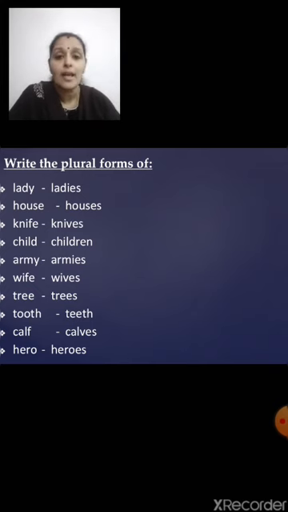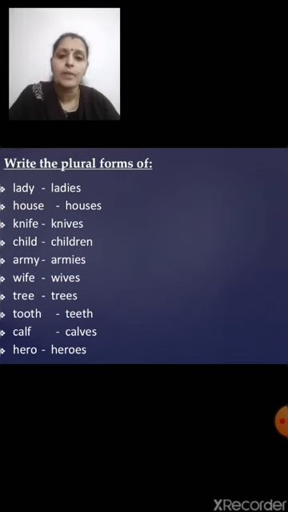L-A-D-I-E-S, ladies. Next one, H-O-U-S-E, house. So I only add S to it and it becomes houses. K-N-I-F-E, knife. Now what should I do here? The last two letters are F-E. So I will remove F-E. I will put V over there and add E-S. So the plural form of knife is K-N-I-V-E-S, knives.